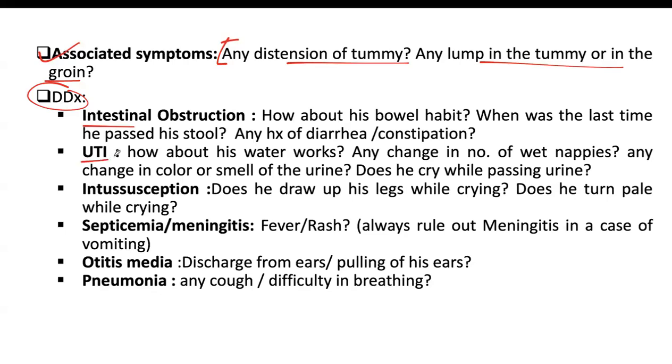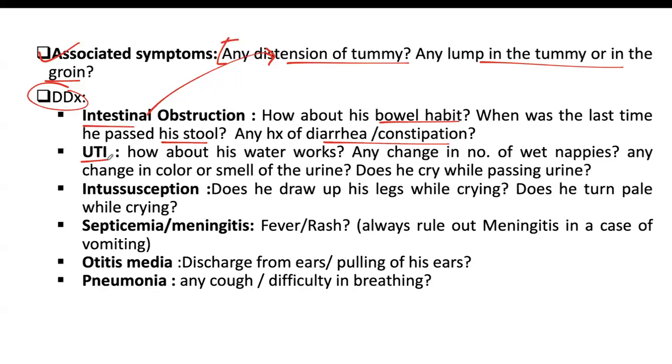So start with bowel and bladder. How about his bowel habit? When was the last time he opened his bowel? Or when was the last time he passed his stool? Any history of diarrhea or constipation? In intestinal obstruction, we can also ask, have you noticed any tummy distension? Right? So ask about the bowel habit. When was the last time he opened his bowel? Any tummy distension, any diarrhea or constipation?